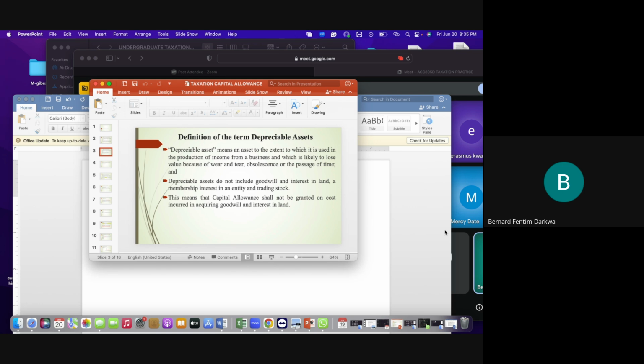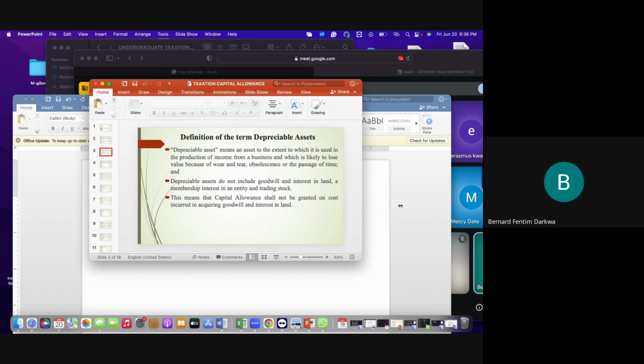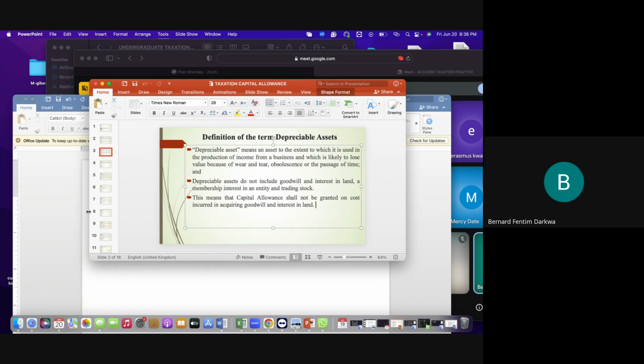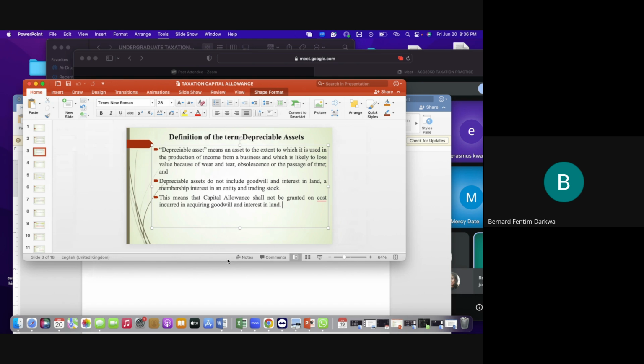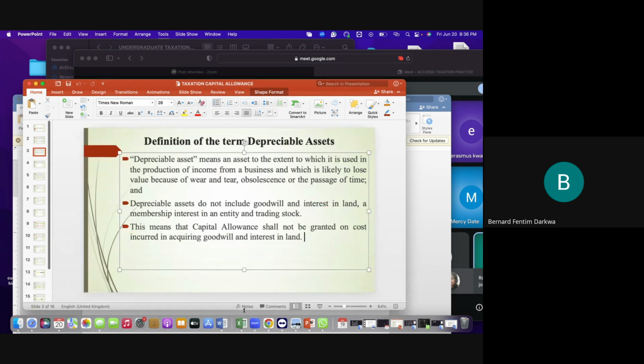It is always granted on depreciable assets. Don't forget that capital allowance is an allowance granted on depreciable assets that are used in generating income. So if the asset is not depreciable, you cannot claim capital allowance on it. Like goodwill, land, and that kind of thing, you cannot get a capital allowance on those. So that is the capital allowance that we are going to look at.